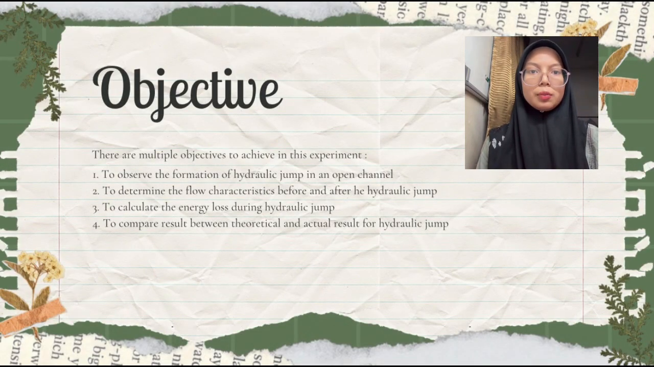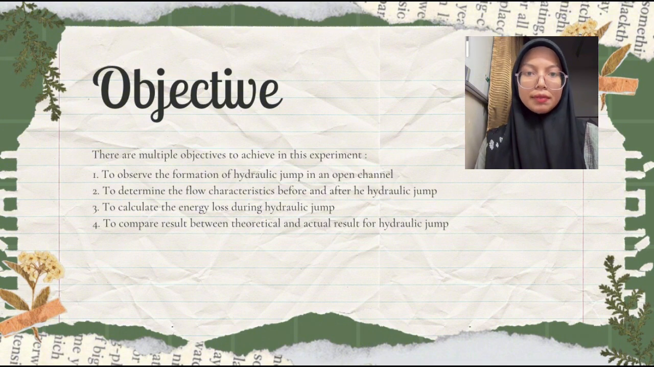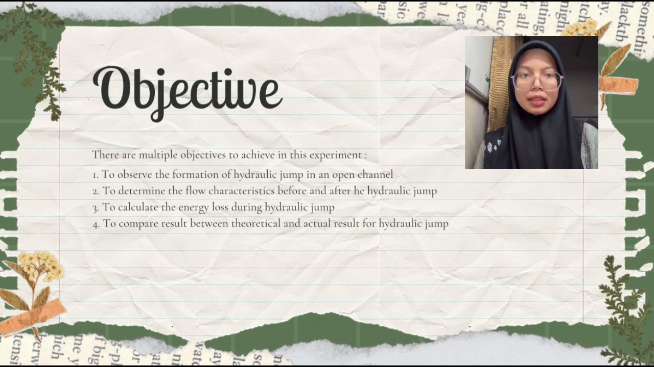So we explain the objectives of our experiment. There are multiple objectives to achieve in this experiment. Firstly, to observe the formation of a hydraulic jump in an open channel. Secondly, to determine the flow characteristics before and after the hydraulic jump. Thirdly, to calculate the energy loss during the hydraulic jump. And finally, to compare the theoretical and actual results for the hydraulic jump.